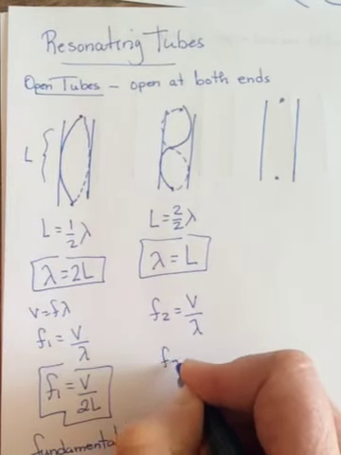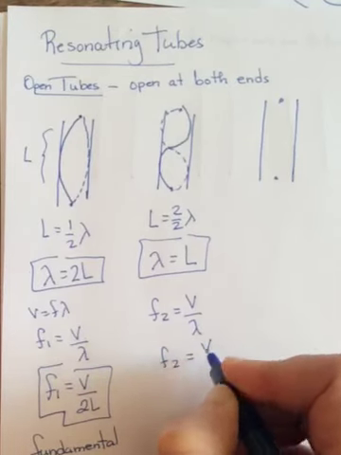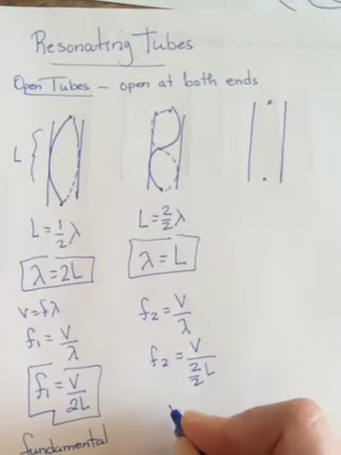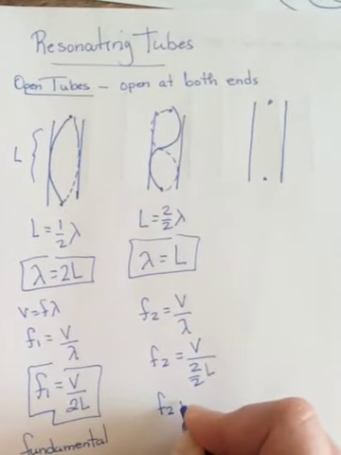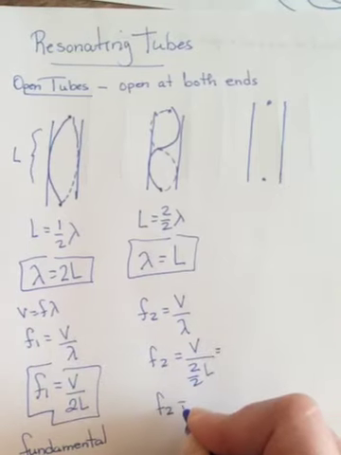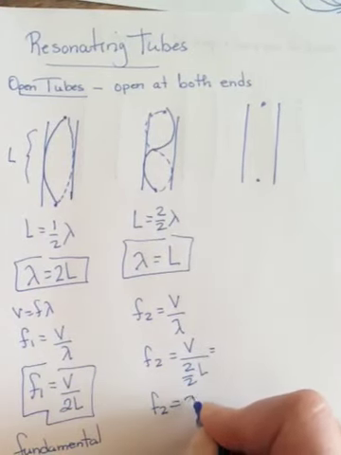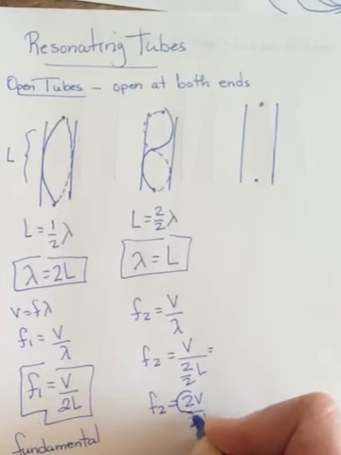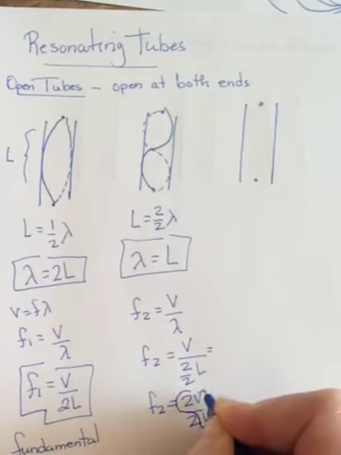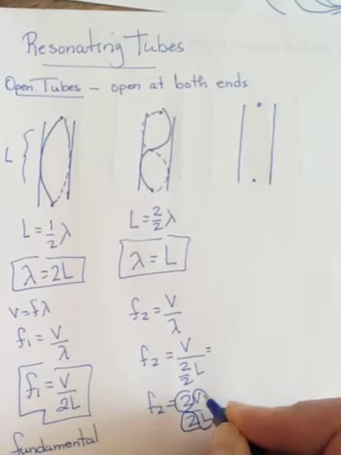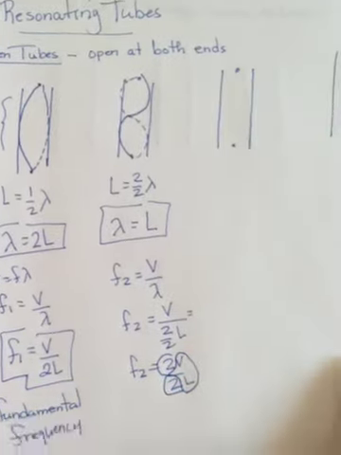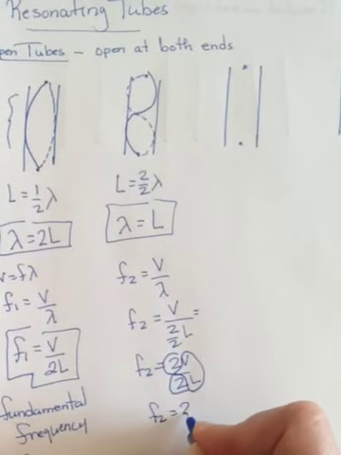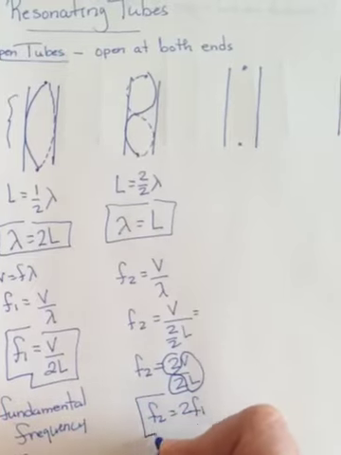And in this case, f2 is equal to v over L, and I'm going to write it as 2v over 2L, just because I want to get f2 in terms of f1. The v over 2L is really f1. So f2 is just equal to 2 times f1.